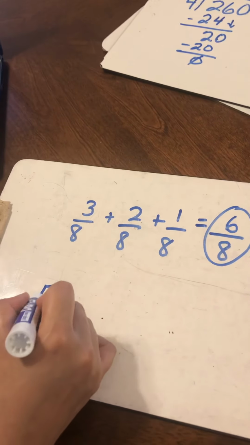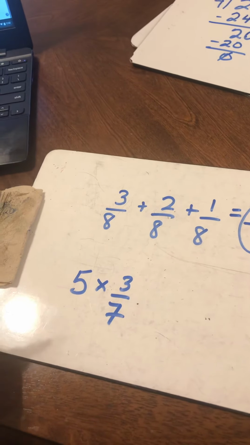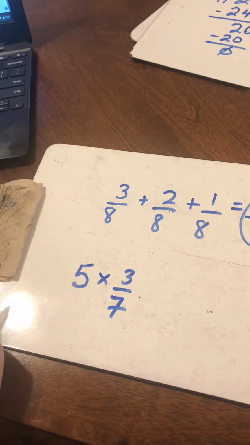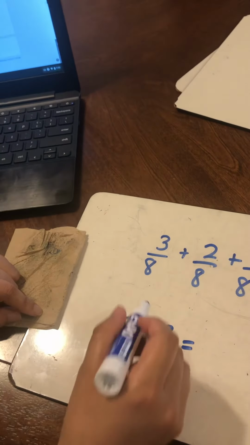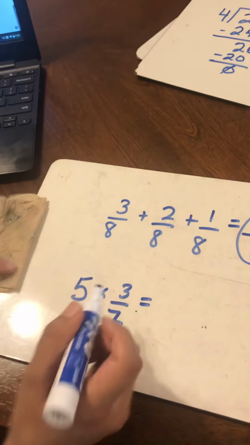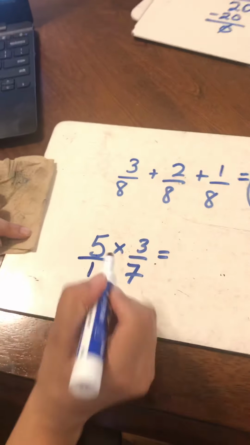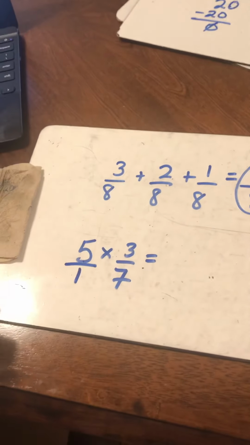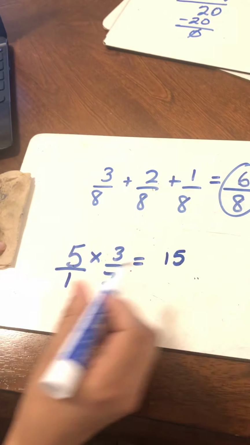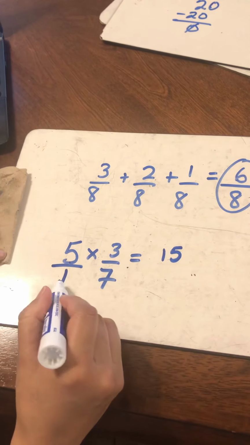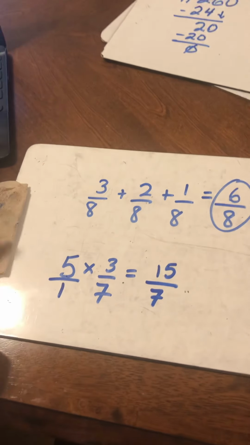Number 10, 5 times 3/7. Now when you multiply fractions, well, fraction by a whole number, it's a little bit different. It's actually very easy. I think it's easier than adding because you just multiply across. Because this 5 is by itself, I'm going to put a 1 underneath it to make it into a fraction. And then you just multiply numerator times numerator. 3 times 5 is 15. And you multiply denominator times denominator. 1 times 7 is 7. So your answer is 15/7.